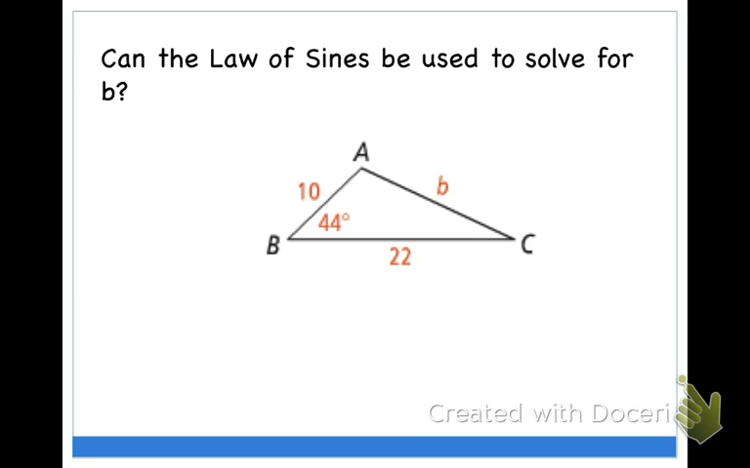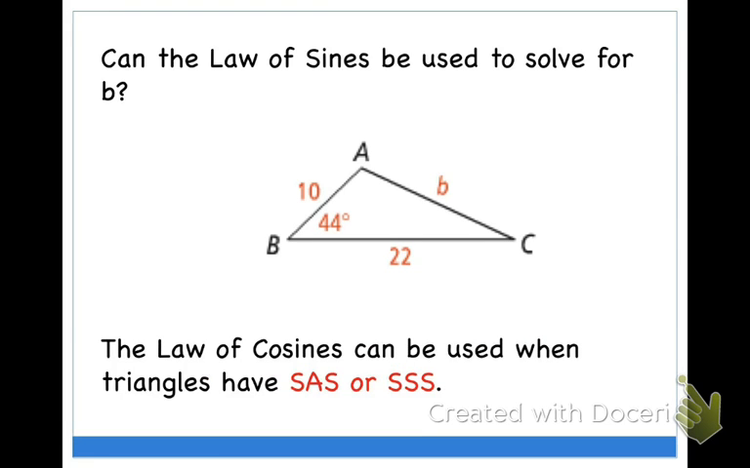So what we're going to do is we're going to come in with this law of cosines. And so this particular triangle is one that would be a side angle side. I know two of the sides. I know the angle in between. And I can use law of cosines on side angle side. I can also use it on side side side, so if I know all three sides, and we'll do an example of that in a little bit.